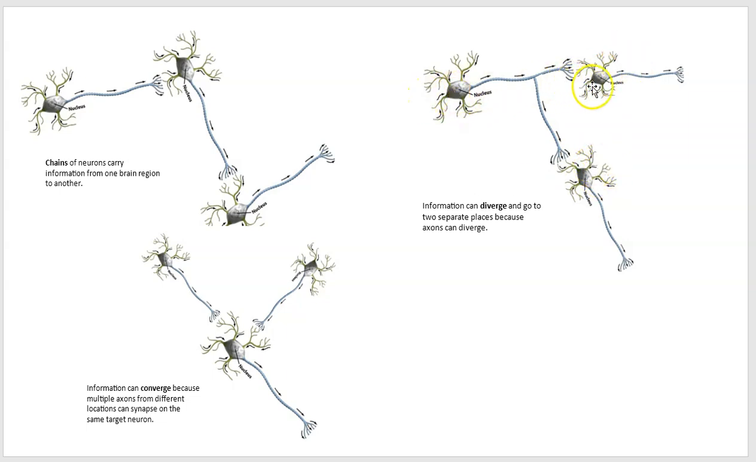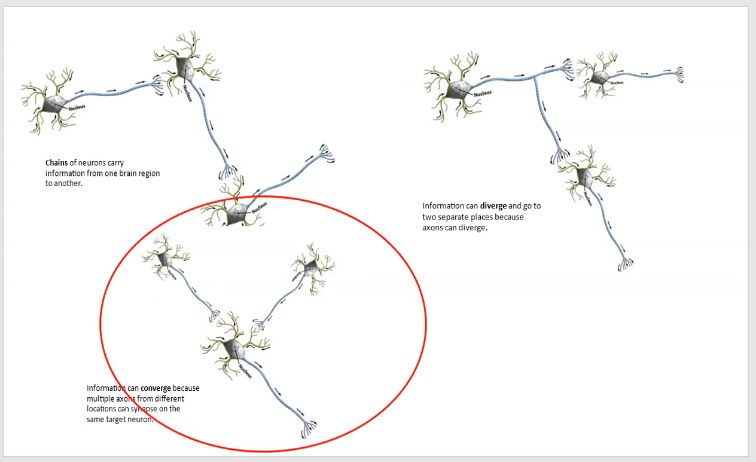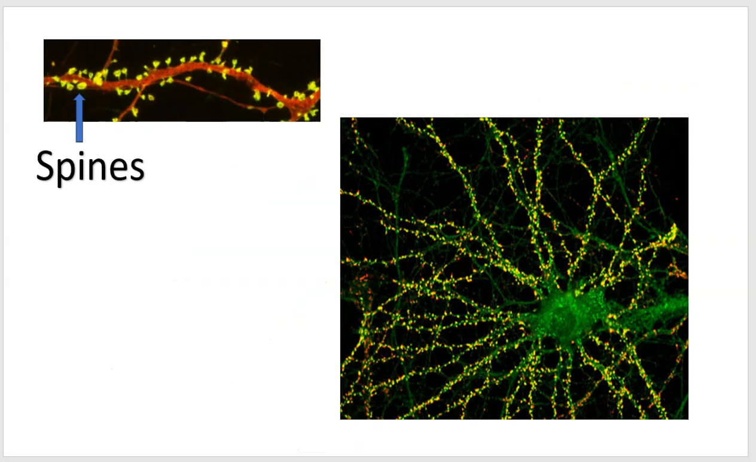Information can diverge. Down here, we see the opposite. We see two neurons sending information to a third target neuron, the same target neuron. So here we have the convergence of information. And we'll see in a moment, this architecture, this arrangement is going to help us understand a simple form of learning.